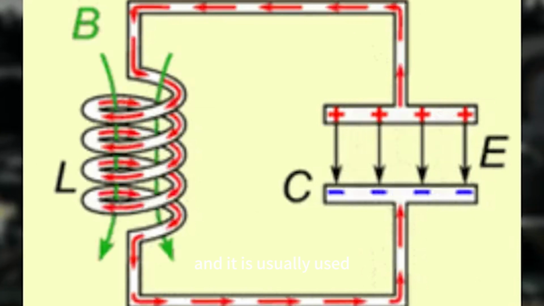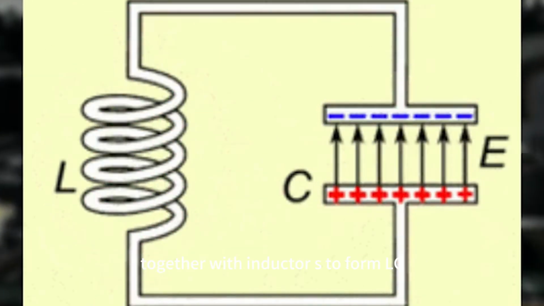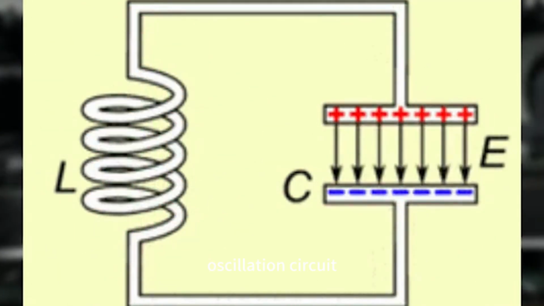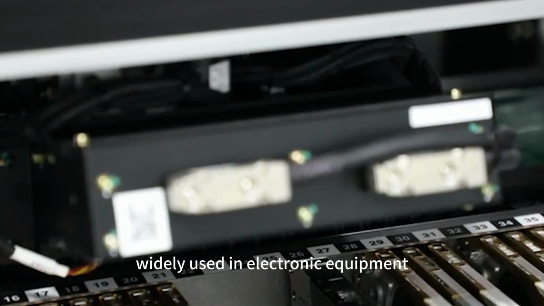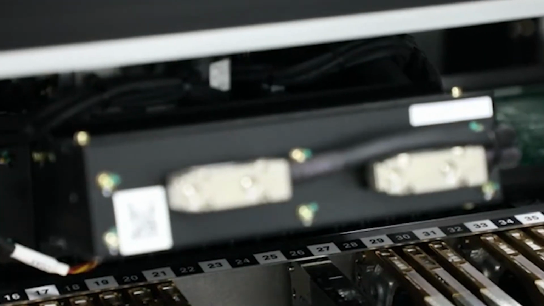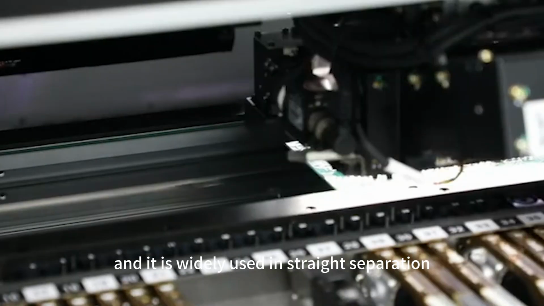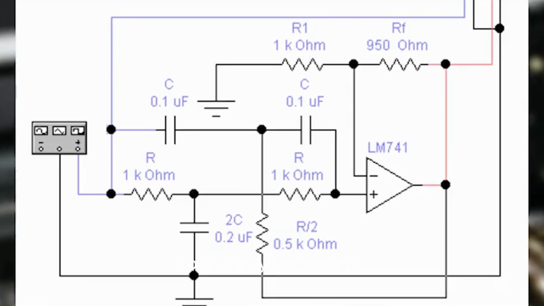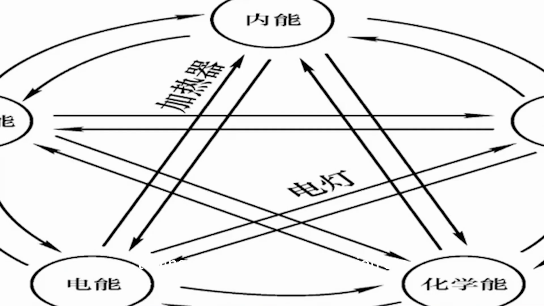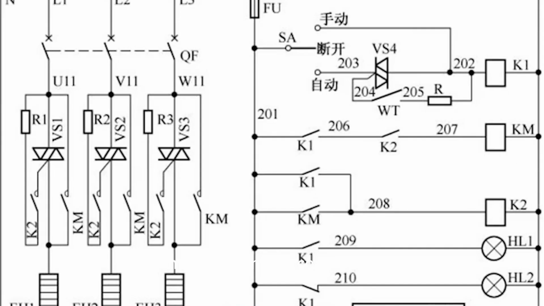It is usually used together with inductors to form an LC oscillation circuit. The capacitor is one of the electronic components widely used in electronic equipment, and it is widely used in DC blocking, coupling, bypass, filtering, tuning circuits, energy conversion, etc.